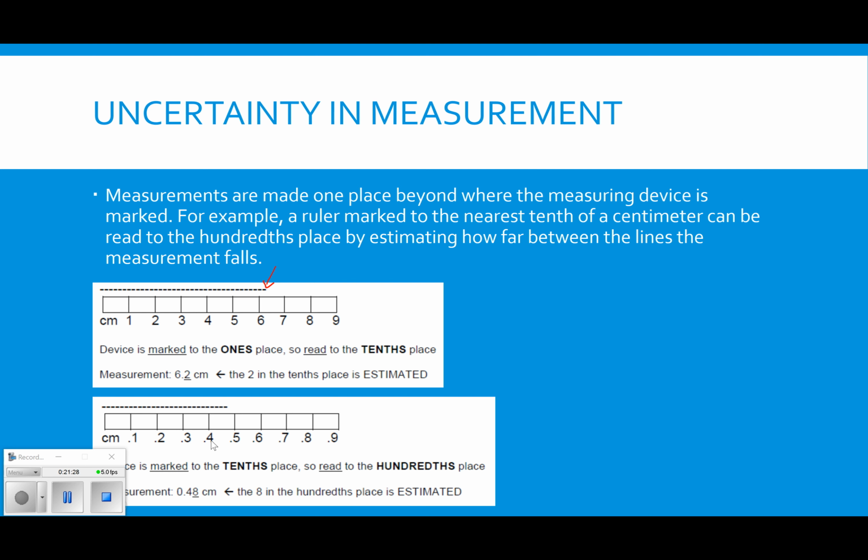In the next example here, our scale goes by tenths: 0.3, 0.4, 0.5. So we measure one spot beyond the tenths place, which would be the hundredths place. So we're measuring how close we are in between 0.40 and 0.50. I'd say that we're a little bit beyond maybe three-quarters there between 0.4 and 0.5. So that would give us something around 0.47 or 0.48. And this last place is going to be estimated because it's in between the lines of our measuring device.